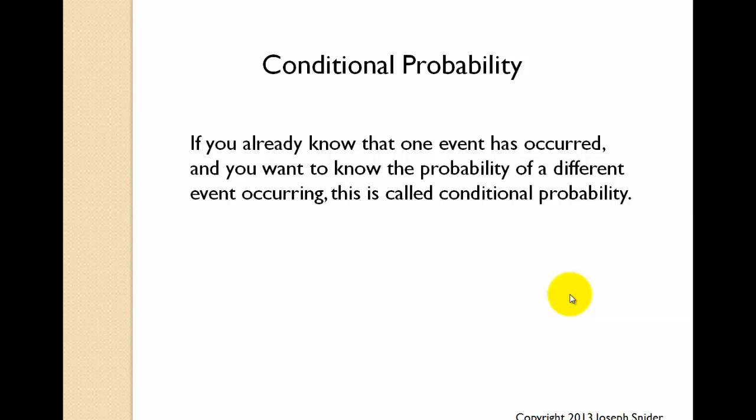Now, conditional probability is something totally different than the simple or joint probabilities. This is where if you already know that one event has occurred and you want to know the probability of a different event occurring, this is called conditional probability.